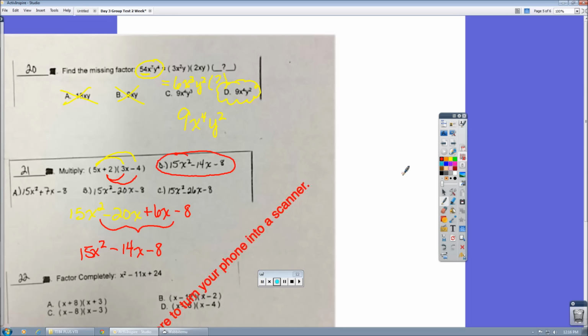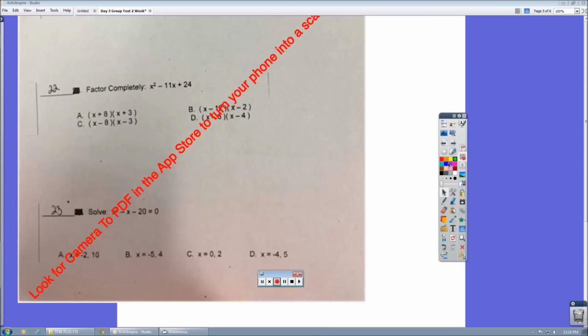Yippee! 22. 22 is similar to 21, except now they're asking you to work in the opposite direction. We're going to go ahead and go straight to the answer. The answer is C. Notice I'm going to cross out A, and the reason why is because A has positive values for everything, and I actually have a negative sign there. And you can't get negatives from everything being positive, so I can cross out A.